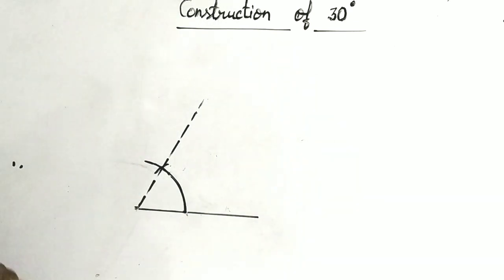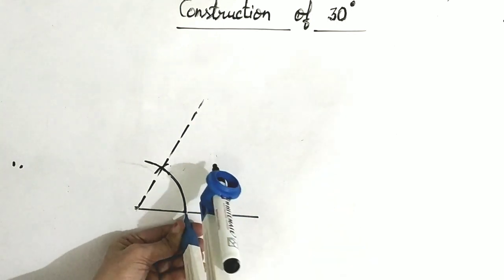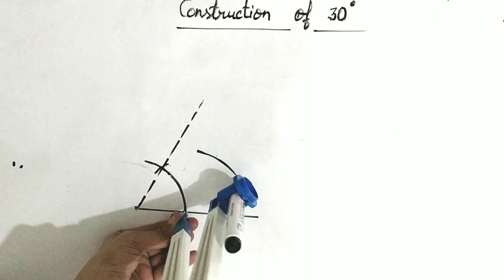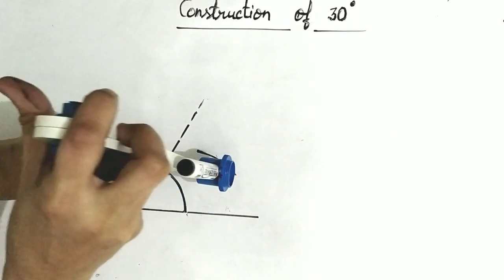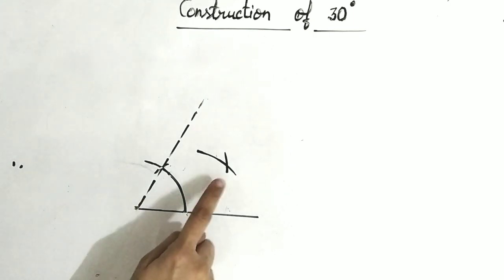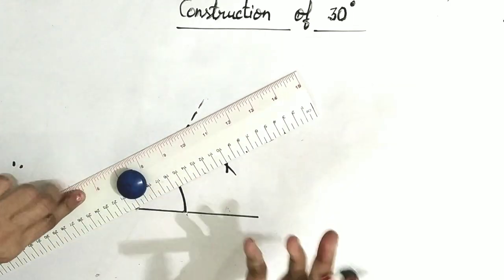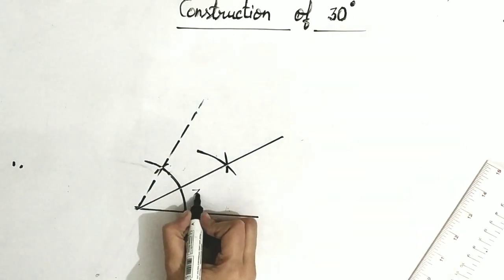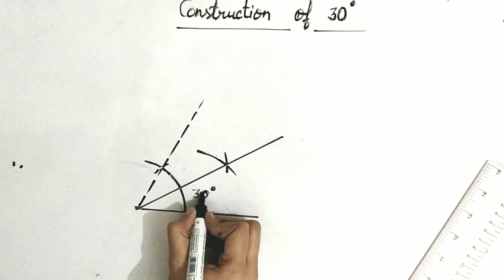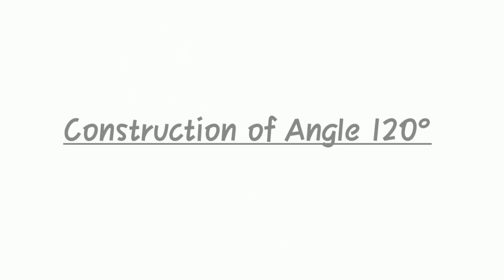Now we have two cutting points. One is this one, so we will put the compass needle here and make an arc here, and then from the other intersection point, with the same radius, we will draw another arc, and this intersection point we are getting we will join with the initial point of the baseline. Now this is representing the 30 degree angle. I hope now you will follow the same steps which I have done.